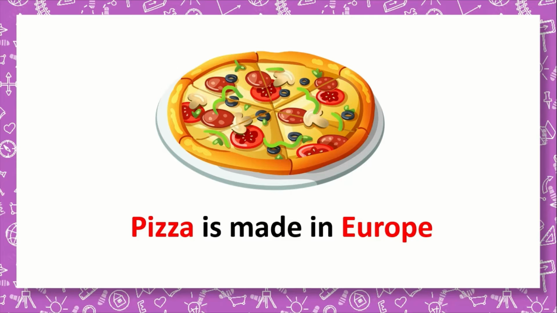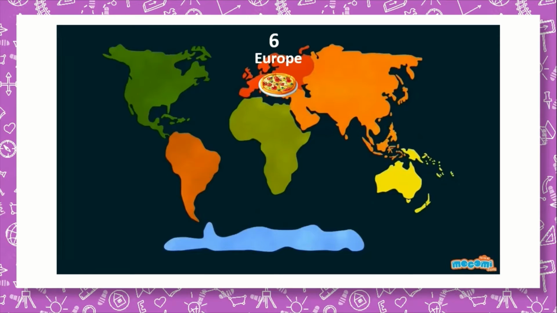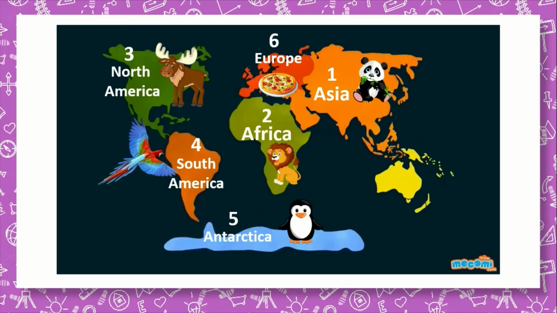So, number one is Asia with the panda. Number two is Africa with the lion. Number three is North America with the moose. Number four, South America with the tropical birds. Number five is Antarctica with the penguin. And number six is Europe with the pizza.